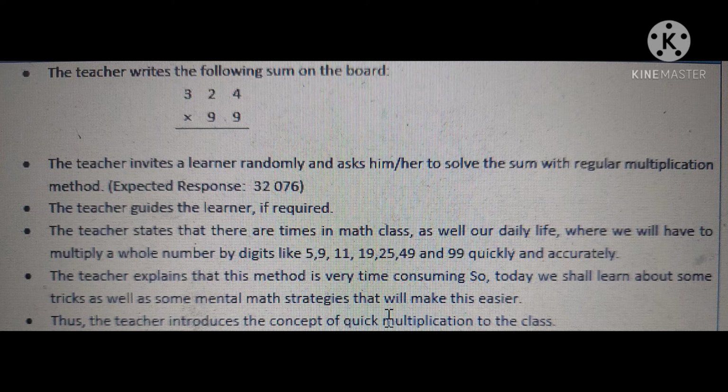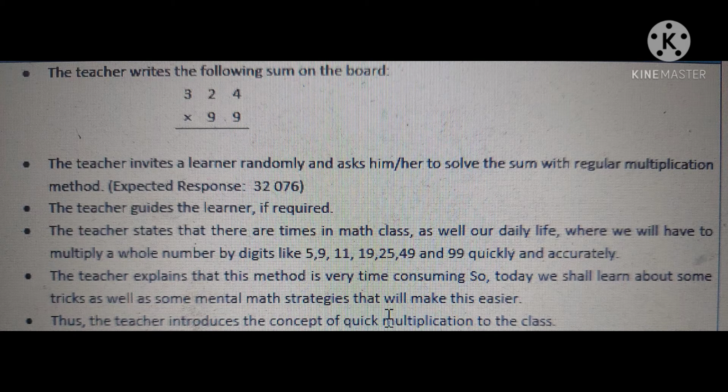32,076, that is 32076. The teacher guides the learner if required. Now, the teacher states that there are times in maths class as well as in our daily life where we will have to multiply a whole number by digits like 5, 9, 11, 19, 25, 49 and 99 quickly and accurately. Okay, quickly and accurately.